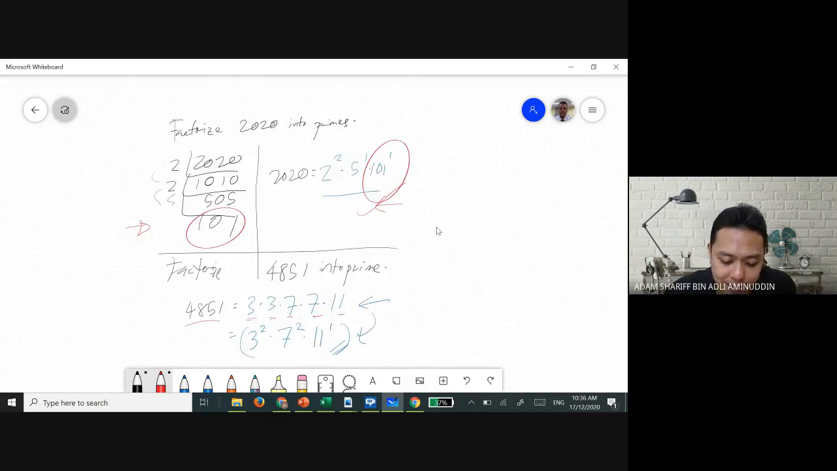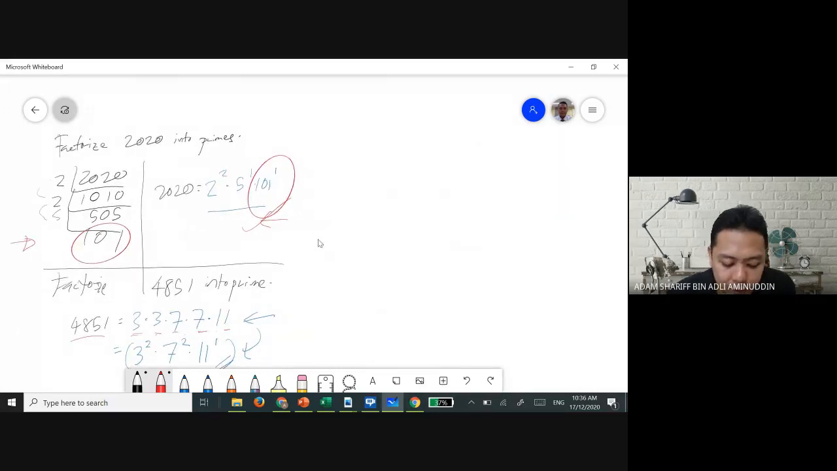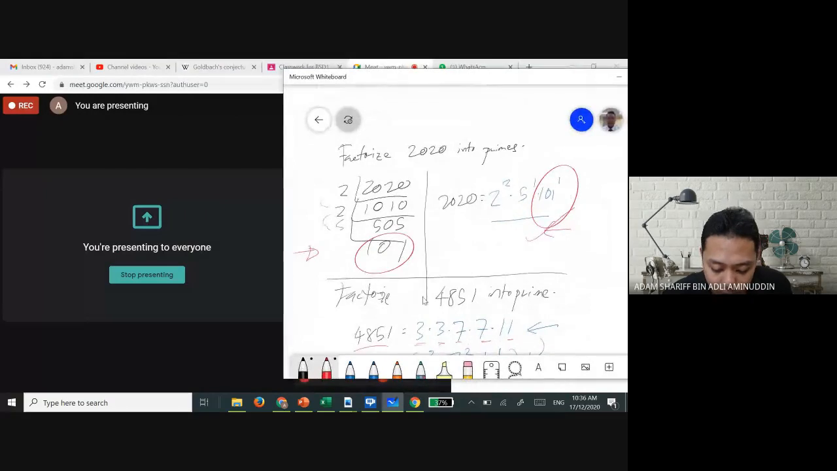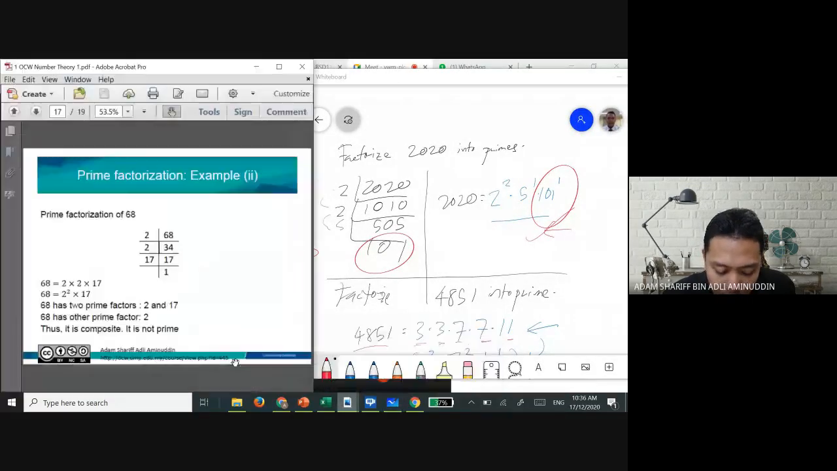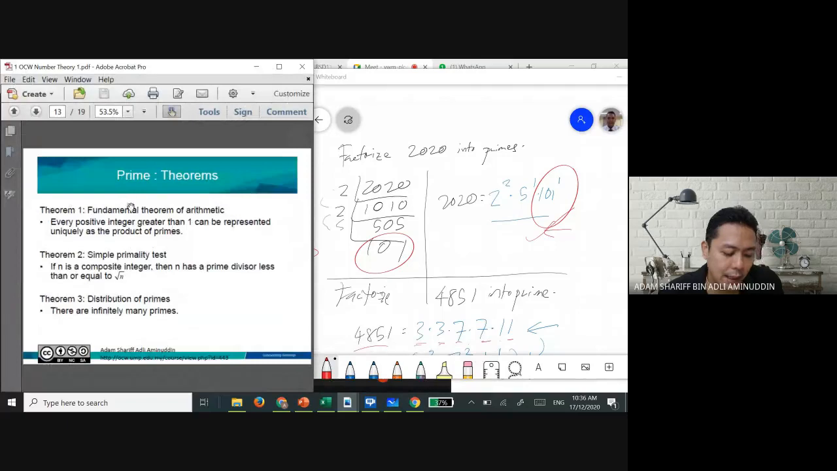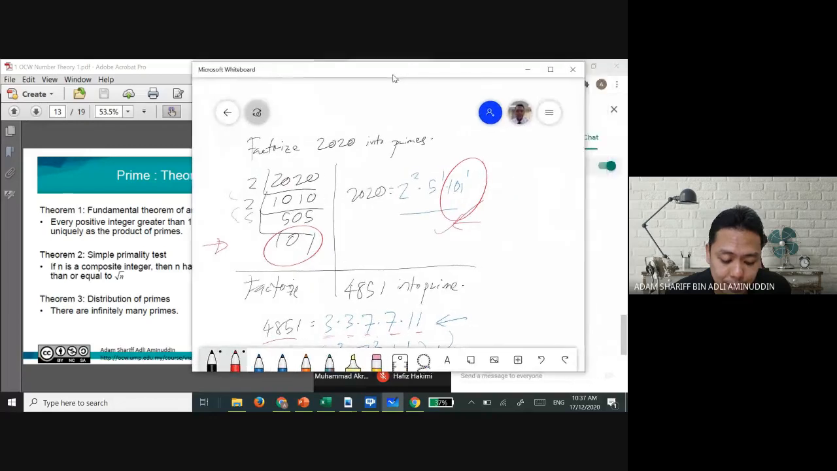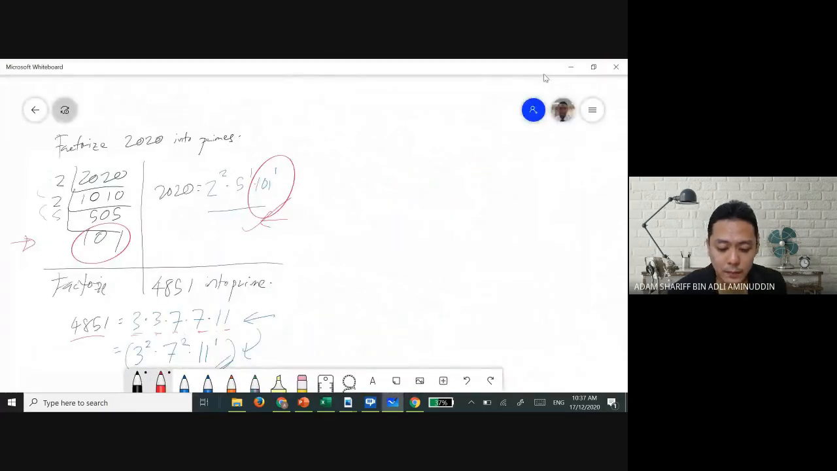So what I advise the student is that remember theorem 2. Theorem 2 kita dah go through last week, last Tuesday. If you suspect that that number might be the prime number itself, you can use the primality test. So the step of primality test, jangan lupa pula, okay? 101, where I suspect it might be prime.